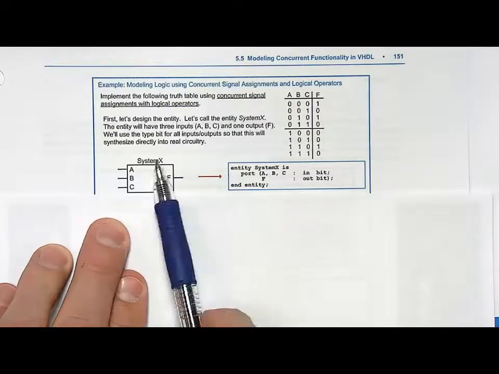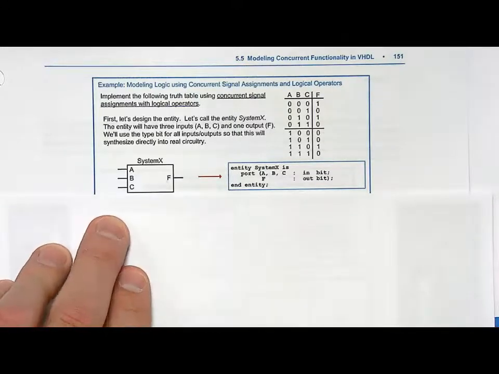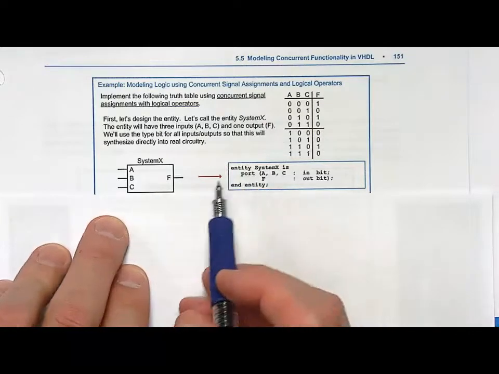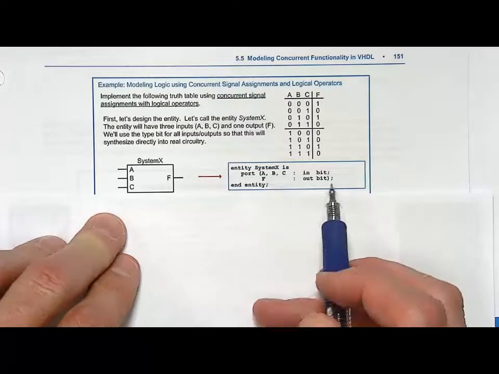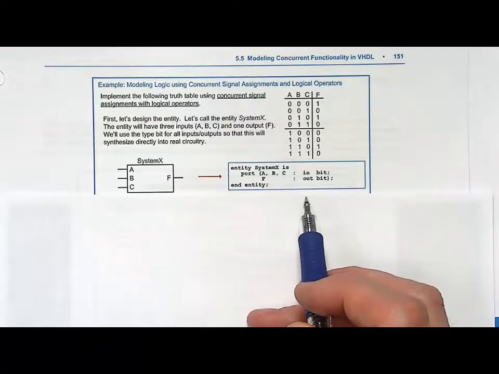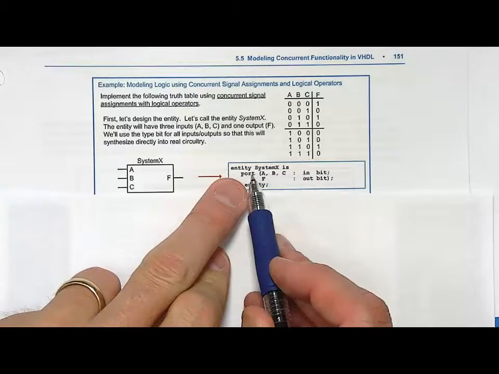So we're going to call it systemx. So I'm going to create a file called systemx.vhd. And I'm going to put at the top of it, we're not going to include any extra packages or libraries. We're just going to use the standard functionality of VHDL. Here, I'm going to define or declare the entity.